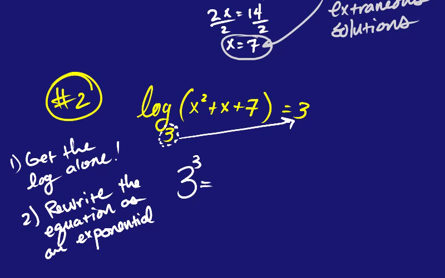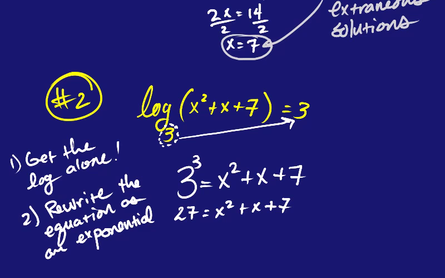what's on the inside, so x squared plus x plus 7. The rest is just you being able to solve the problem. So 3 to the third is 27 equals x squared plus x plus 7. If your math teacher asks you what kind of equation that is, you would say quadratic, because it's got x squared. And the best way to solve a quadratic equation is by factoring.